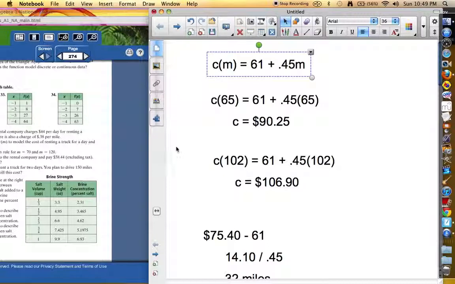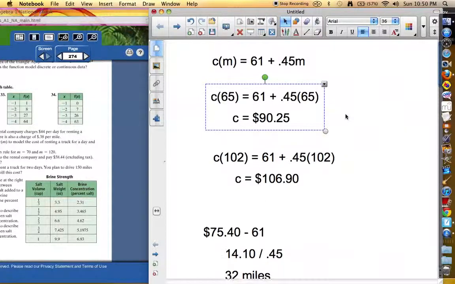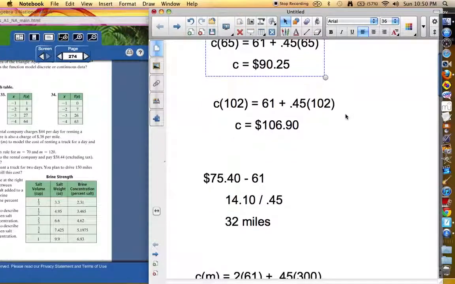And the next part of the question is, evaluate your rule if the amount of miles equals 65 and 102. So for evaluating if there's 65 miles, you are going to put 65 in for M, so you're going to get C(65) equals 61 plus 45 cents times 65. So what you're going to get there is C equals $90.25. So that's how much it's going to cost if you drive 65 miles.